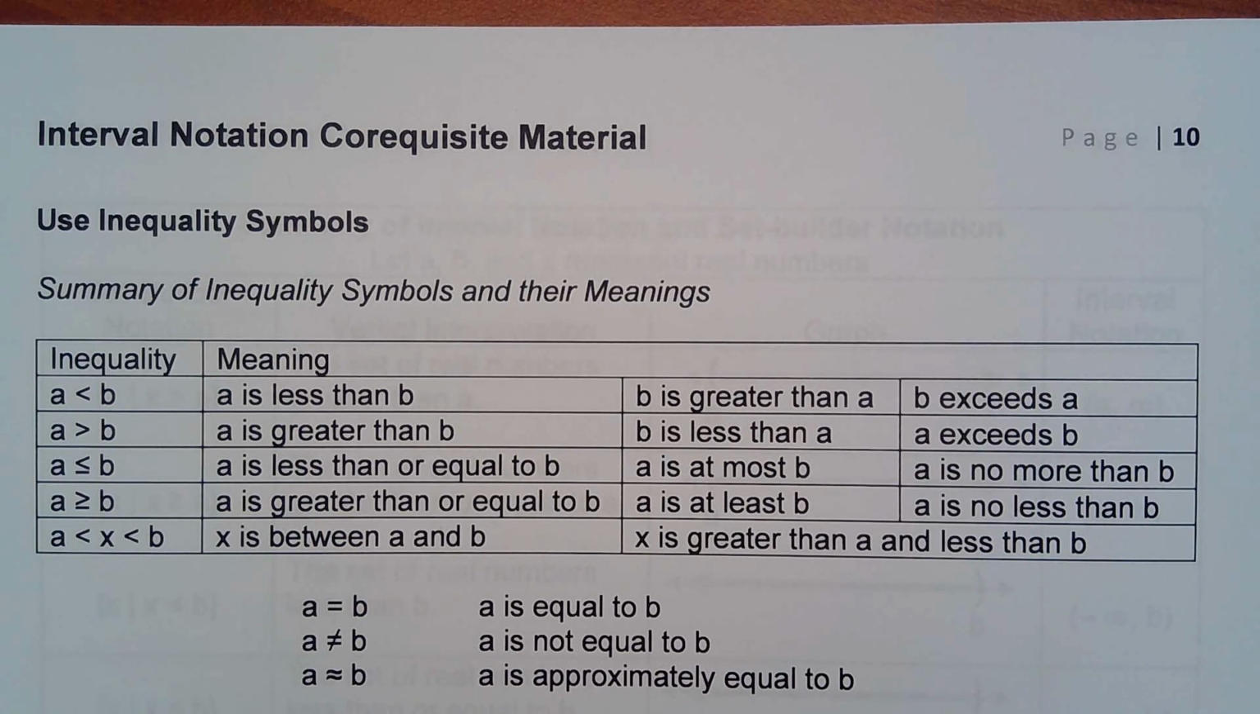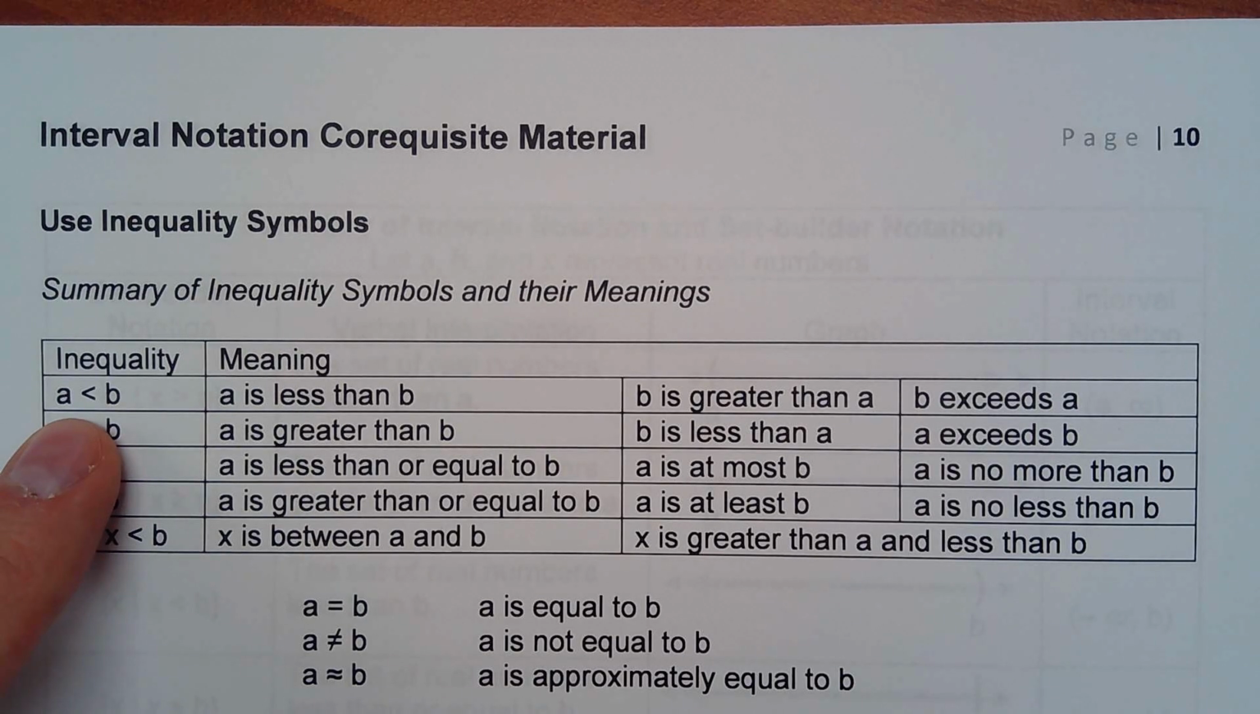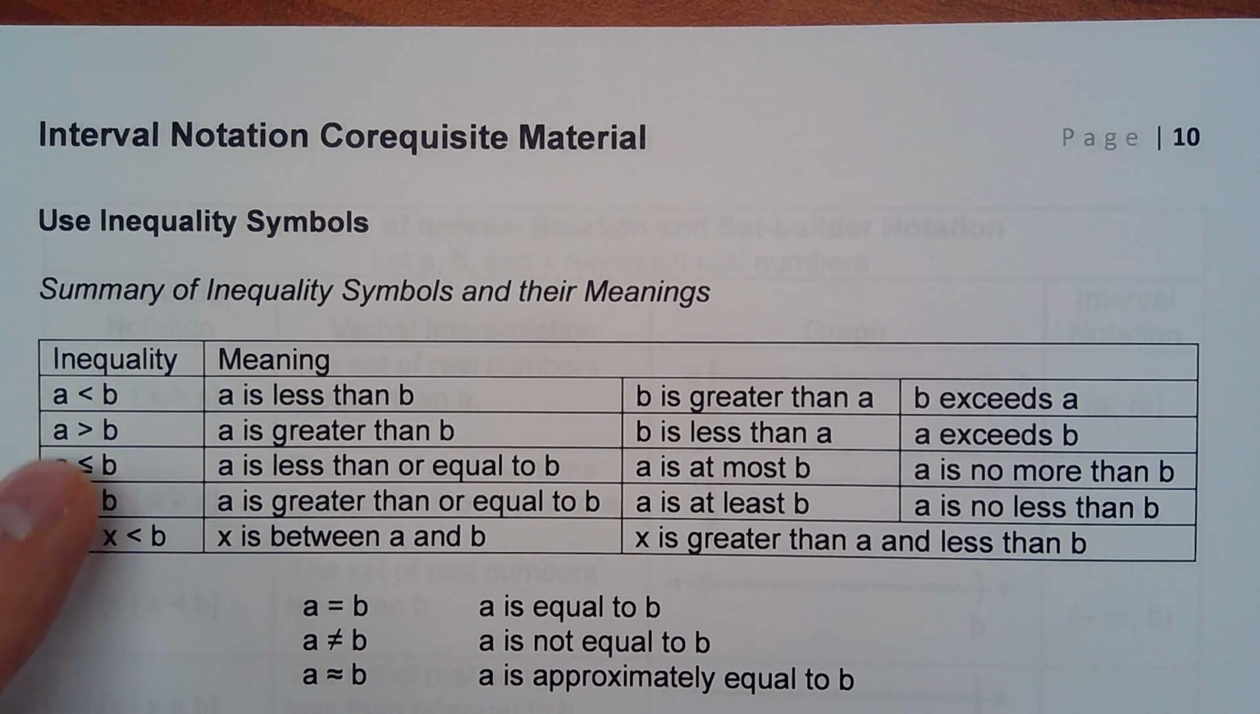All right, so we want to next review interval notation. So we're still kind of building up the foundation to talk about section 5.3. So use inequality symbols. Here's just kind of a summary of the inequality symbols and their meaning. A is less than B. You could also say B is greater than A or B exceeds A.